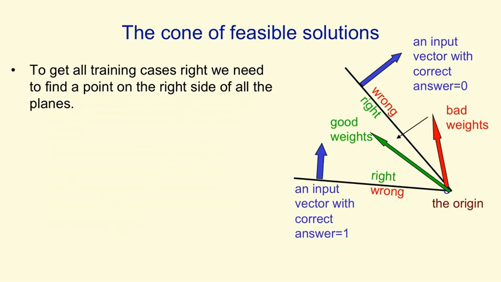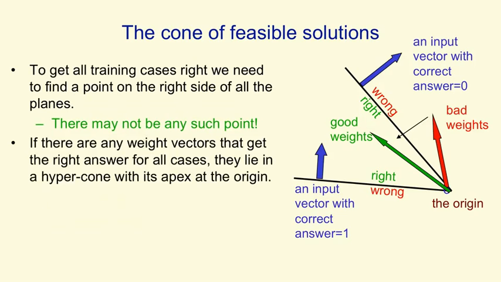Of course, there doesn't have to be any cone like that. It could be there are no weight vectors that get the right answers for all of the training cases. But if there are any, they'll lie in a cone. So what the learning algorithm needs to do is consider the training cases one at a time and move the weight vector around in such a way that it eventually lies in this cone.